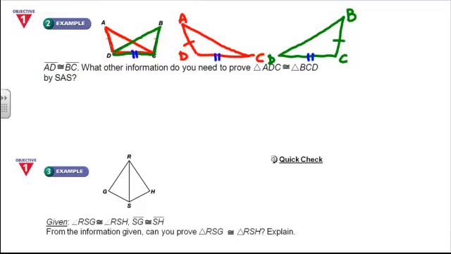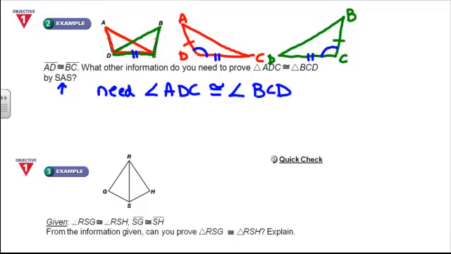So the question says, what other information do I need to prove that these triangles are congruent from side angle side? I need another angle. I have 2 sides, and the angle specifically has to be between the sides. And so this is what I need. I need this big angle congruent to this big angle. So I need angle ADC congruent to angle BCD in order to say these triangles are congruent from side angle side.